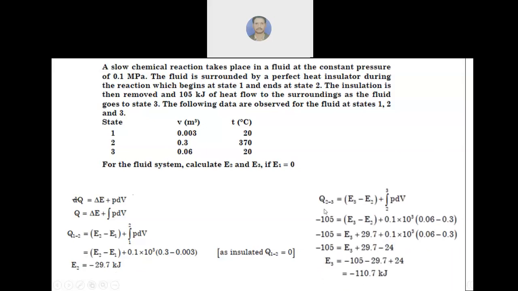See, now write for process 2-3. Same formula, pressure is constant, dV is nothing but V3 minus V2. Put the values of V3 and V2. Now Q23 is how much given? 105 kilojoule is removed, means loss from the system. So replace it with minus 105. Here E3 minus E2 plus this much. Now you know E2 is how much? We have calculated it here. Put the value of E2. So the unknown is E3. Solve it, you will get the value of E3.